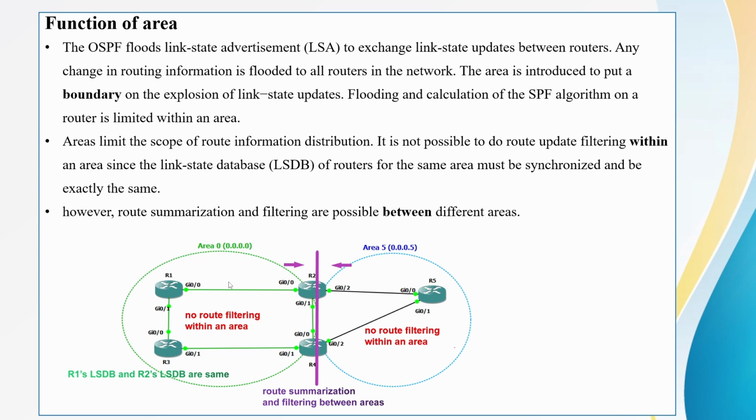So if you put the filter in between these two routers, the LSA database cannot be synchronized. So filters are not allowed within the areas. However, if you want to do route summary between area 0 and area 5, that is possible.